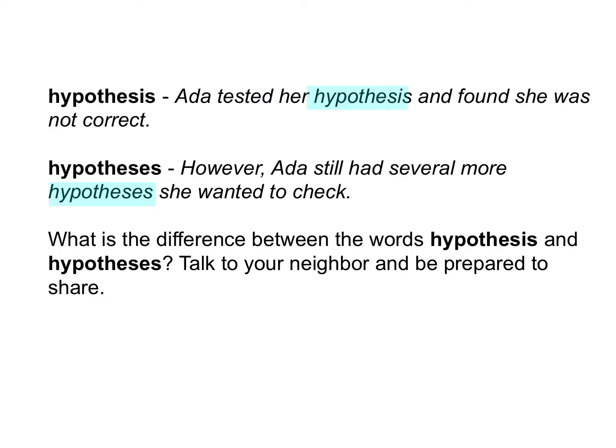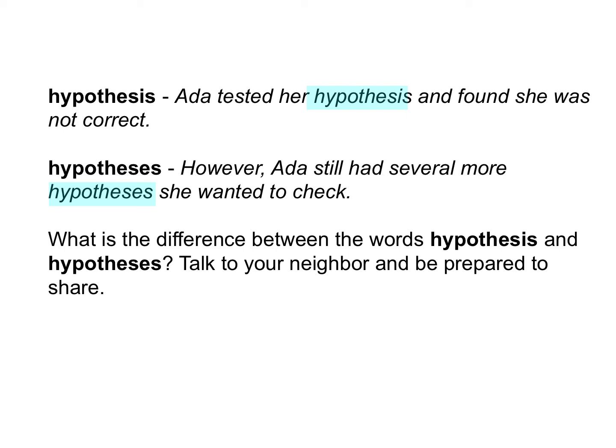Alrighty, let's look at this last page. I want you to look at these 2 sentences. These are 2 different forms of the word that are very similar. So the first one is hypothesis. Ada tested her hypothesis and found she was not correct. And the second word is hypotheses. However, Ada still had several more hypotheses she wanted to check.